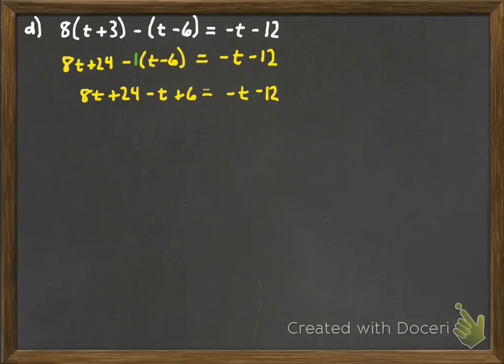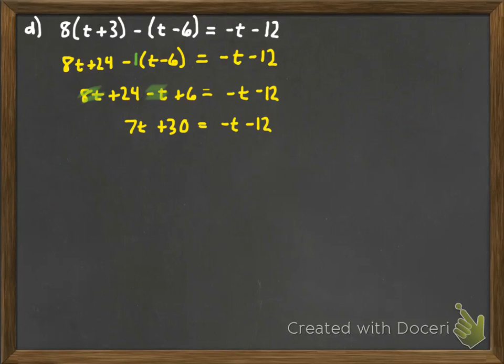Okay, now we're not done simplifying the left side of the equation. We've got some like terms to combine. You see you've got the 8t and the negative t that we can combine. 8t minus t is going to give you 7t. And then we've got the 2 constant terms that we can combine. 24 plus 6 is 30. Now we're done simplifying both sides of the equation, and we can go on to isolating the variable.